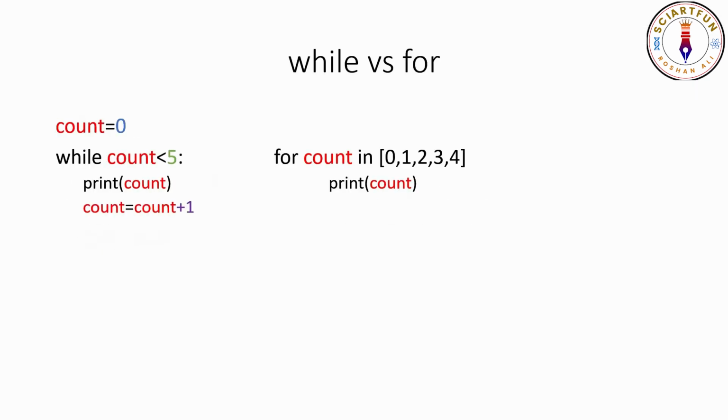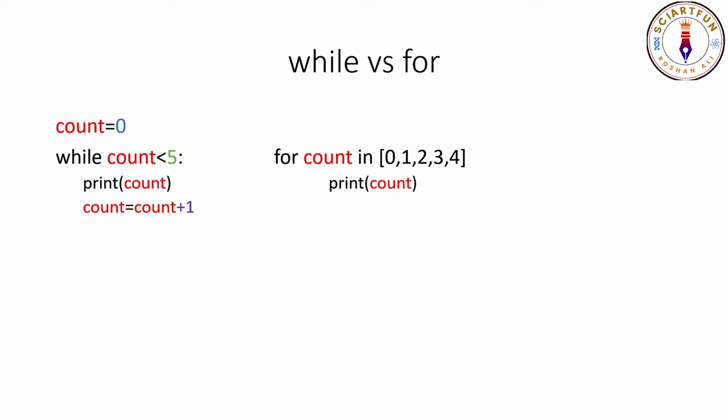Let's take another example. Here we want to print numbers from 0 to 4. The for loop is simple. You just make a list of numbers from 0 to 4. And then you put that list in the for loop. However, in the while loop, just like in the previous example, you have to have a starting point. That is, count equals 0.